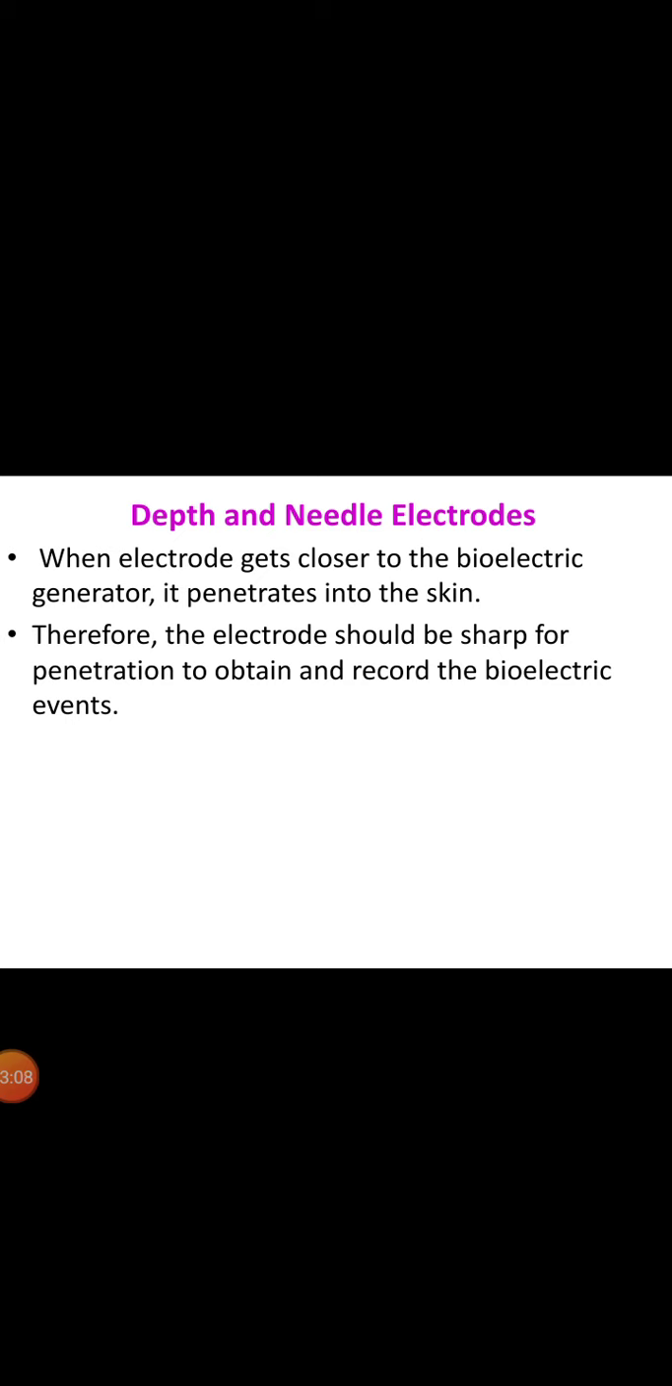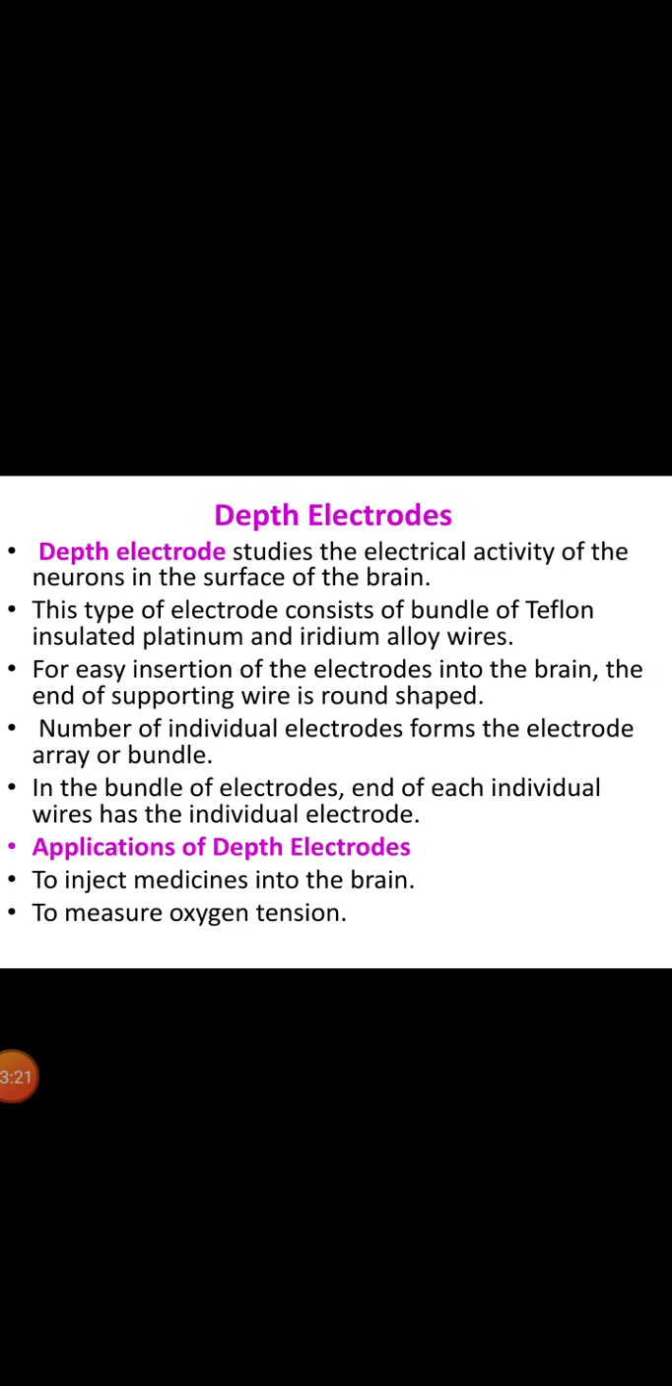Needle electrodes are used to record the peripheral nerve action potential, and they are generally simply inserted through a small section of the skin just beneath the surface and parallel to it. The depth electrode studies the electrical activity of neurons on the surface of the brain, and this type of electrode consists of a bundle of Teflon insulated platinum and iridium alloy wires. For insertion of electrodes into the brain, the end of the supporting wire is round shaped, and the number of individual electrodes forms the electrode array or bundle. In this bundle, the end of each individual wire has an individual electrode. Applications include injecting medicines into the brain and measuring the oxygen tension.